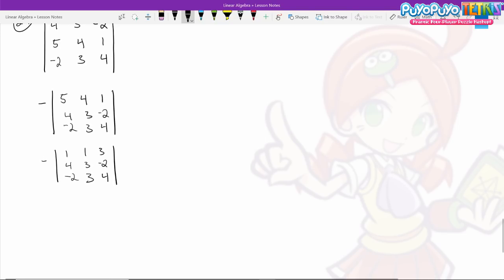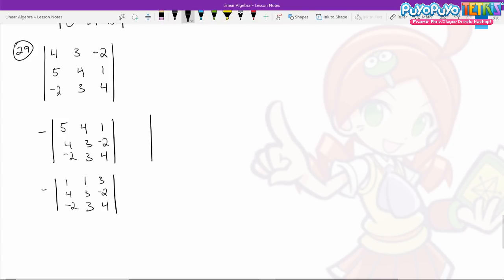Well, how about this? I'll add twice the third row to the second row. So 1, 1, 3. Wait, okay. Negative 4 plus 4 is 0. 6 plus 3 is 9. 8 plus negative 2 is 6. Add twice the first row to the third row. So that's 0. 2 plus 3 is 5, 6 plus 4 is 10.